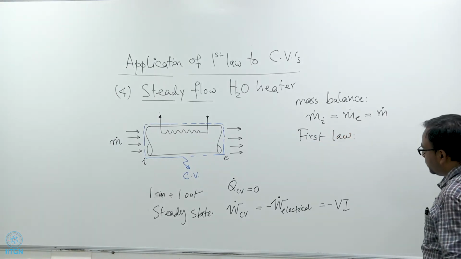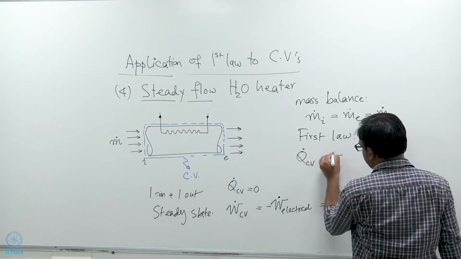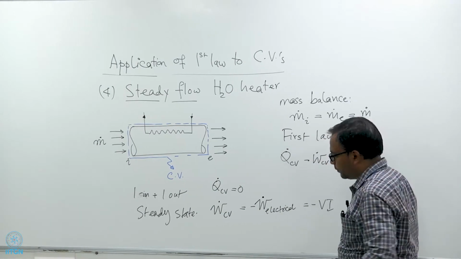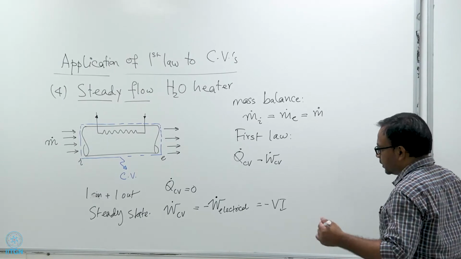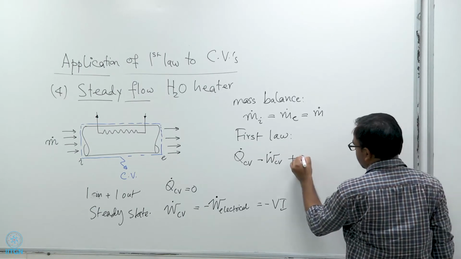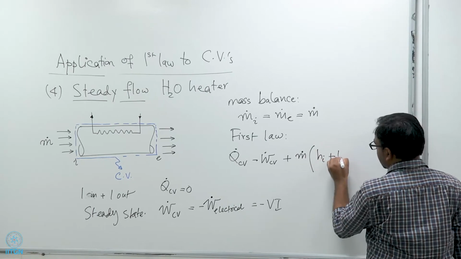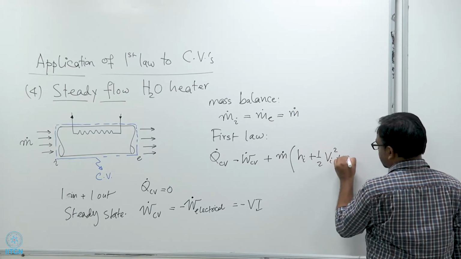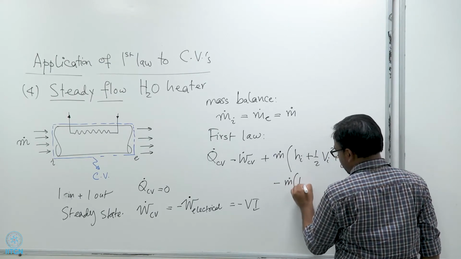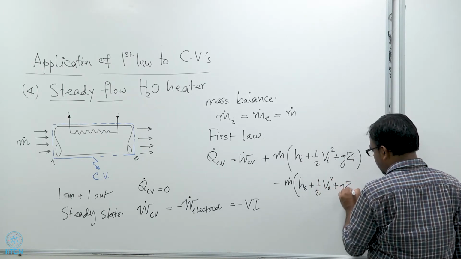So, the first law would be, let me write it down. Q dot CV minus W dot CV, again first law in steady state. We have already seen how the first law looks for an open system under steady flow conditions. So, this is Q dot CV minus W dot CV plus m dot times (H I plus half V I square plus G Z I) minus m dot times (H E plus half V E square plus G Z E) equals 0.